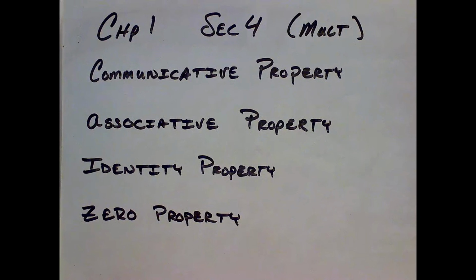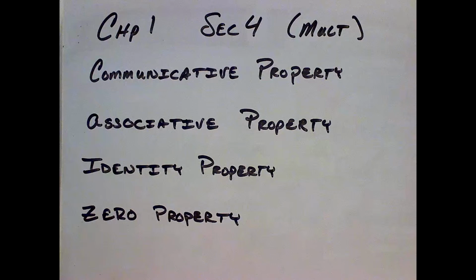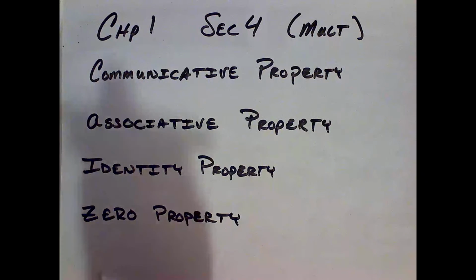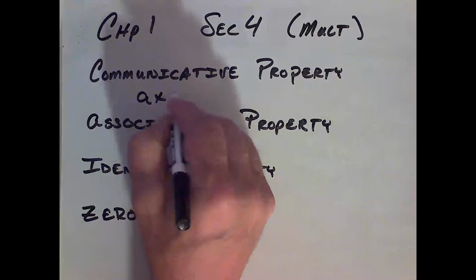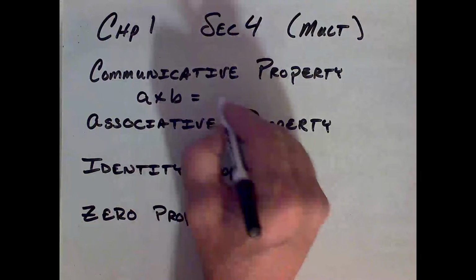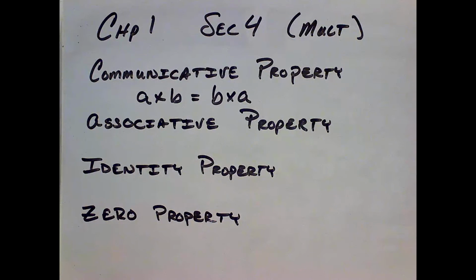Let's now take a look at different properties of multiplication. And I've kind of written multiplication up here, shortened it a little bit. The commutative property is just like the commutative property of addition. In other words, A times B is the same as saying B times A. That's the commutative property. Same with the associative property.